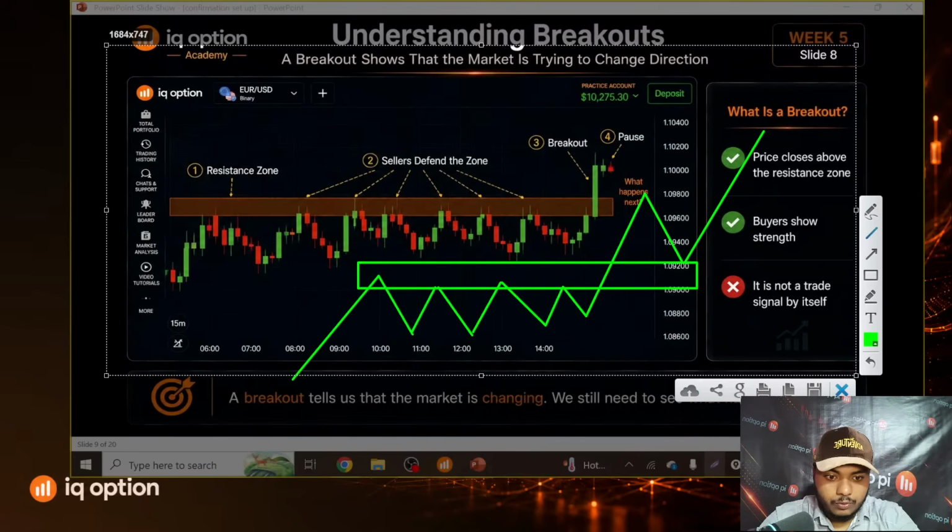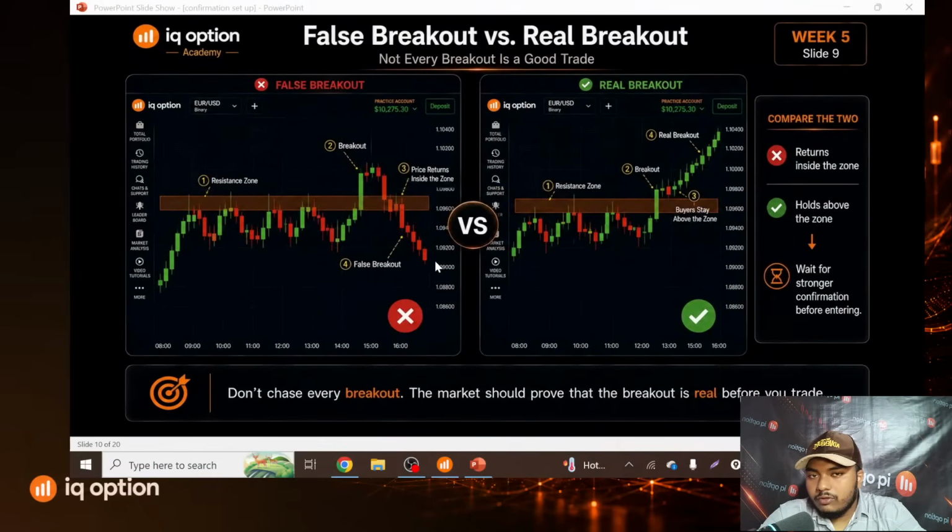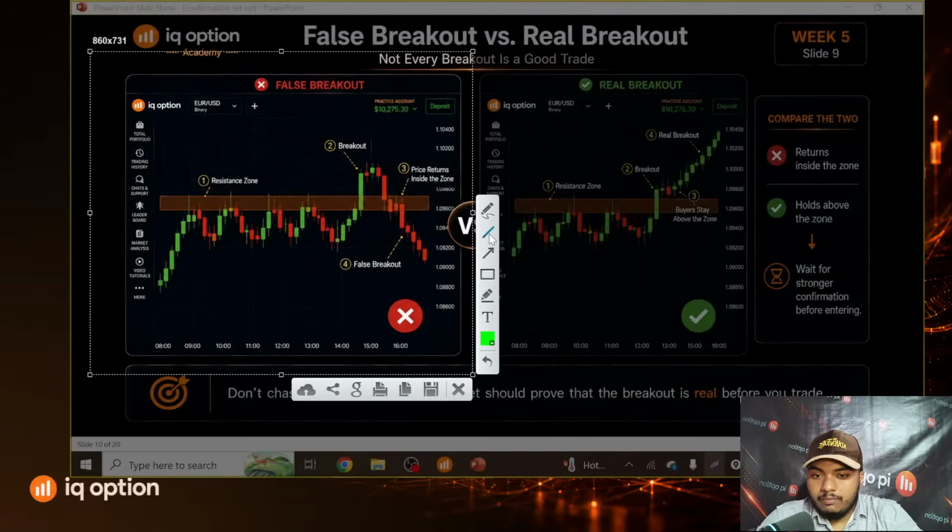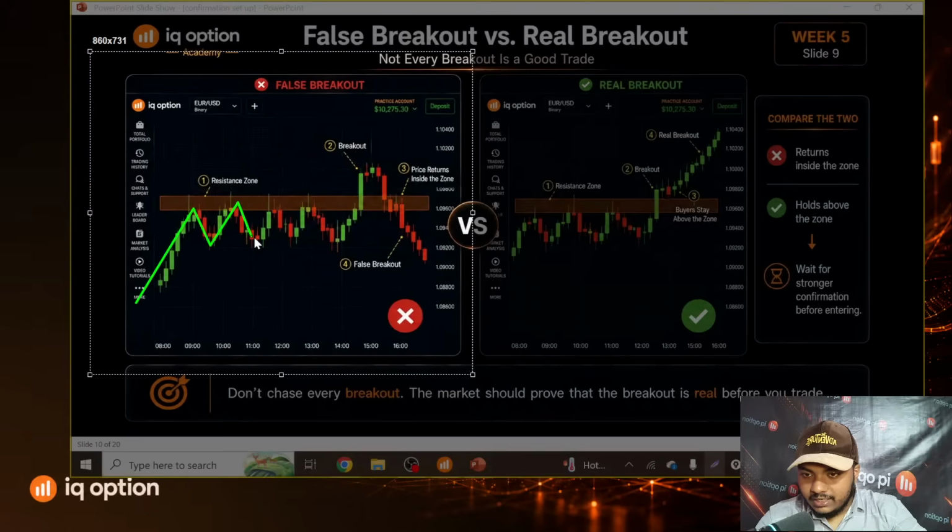Our next topic is a false breakout versus a real breakout. How you can actually identify a false breakout. A false breakout is also simply called a liquidity grab. The market makers, institutions, a lot of banks do this to hunt the retailers' assets. So the market pushes in the upward direction, rejected, defended by sellers, again defended by sellers, tested a lot of times, but eventually the price pushed and broke.